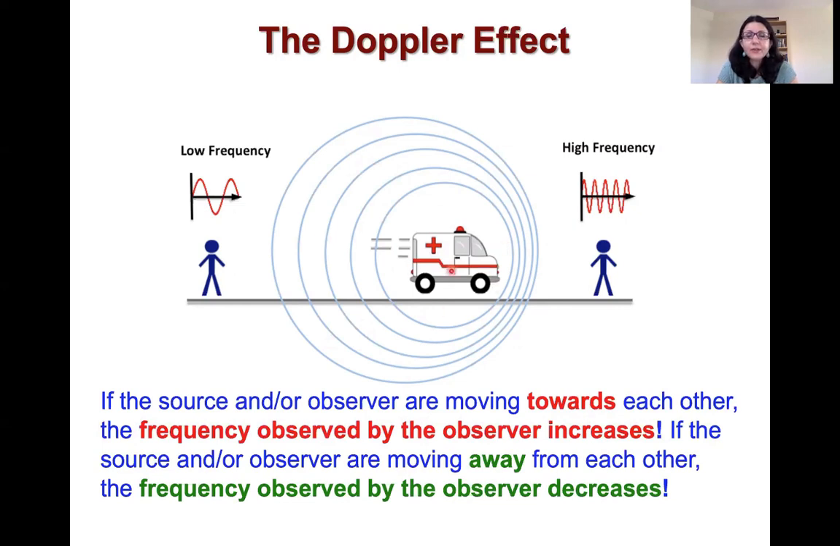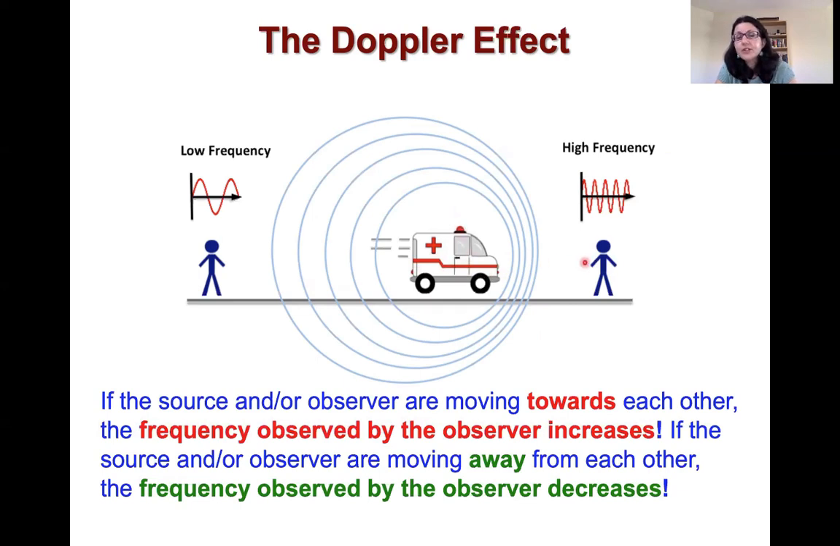So what we see here is an ambulance which is moving, and it's moving towards this observer. So basically what happens is, when the ambulance is stationary, it emits a siren with a specific frequency, which means that it's emitting a crest of the wave every specific time determined by the period of the wave.